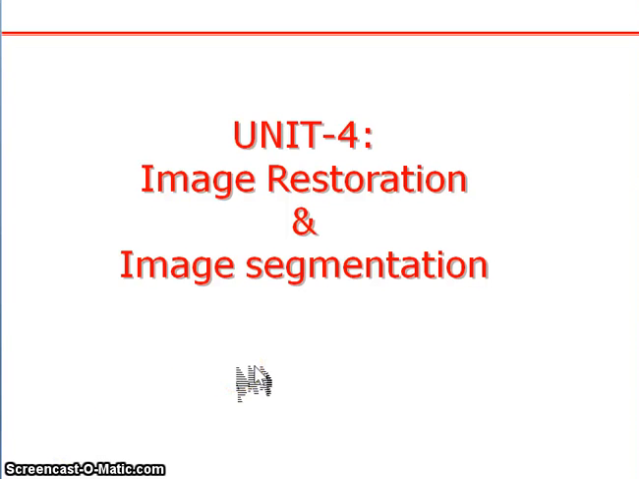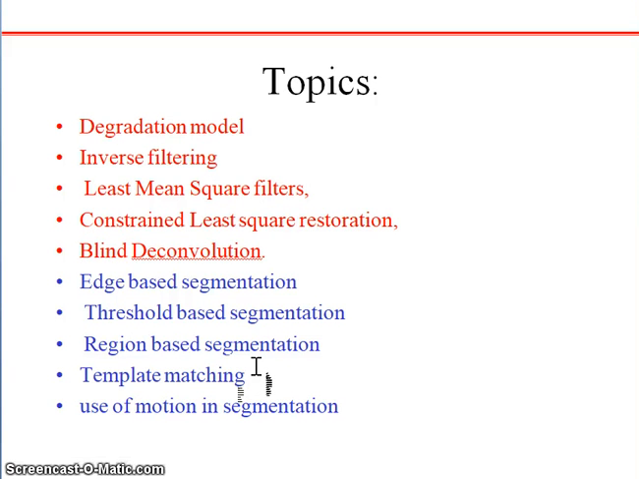Good morning. So here I'm going to explain Unit 4 in digital image processing, that is image restoration and image segmentation. So this unit involves two important processing steps in digital image processing. One is restoration, another one is segmentation.